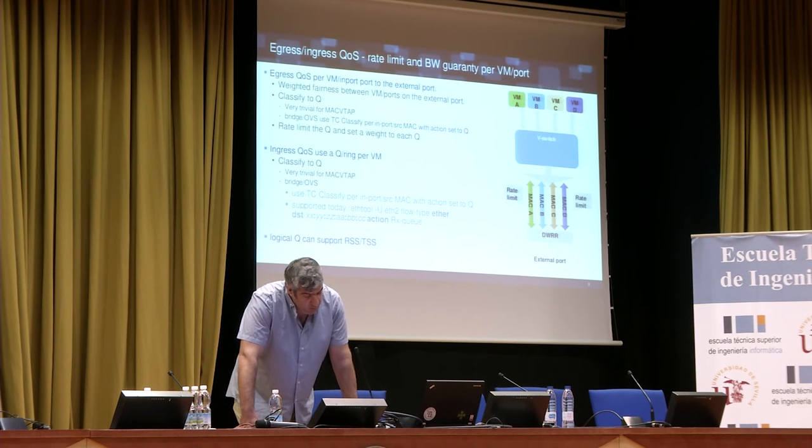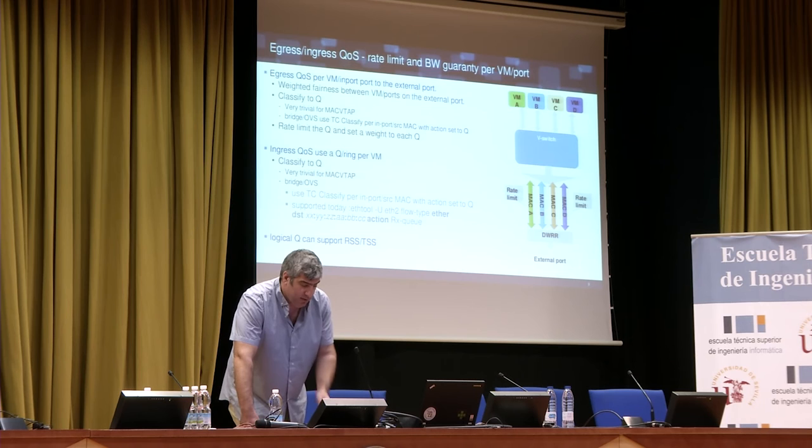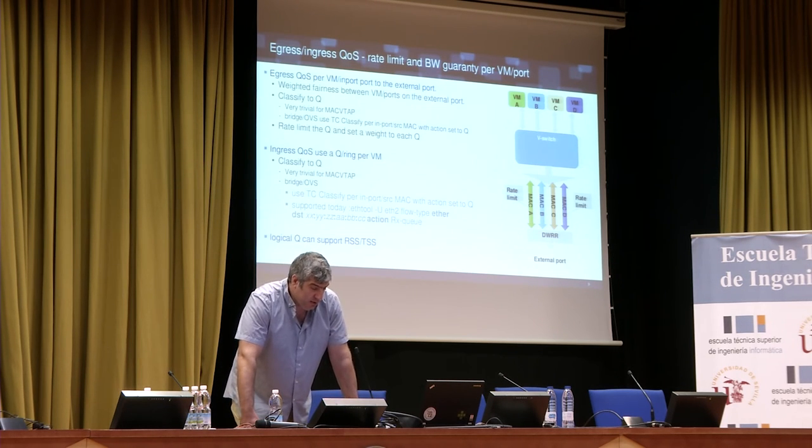And then we can use TC to do rate limiting in the hardware, not in the software, and also weighted, to give a weight for each queue. So we can give a different bandwidth allocation for each VM. I think this can also offload and solve some things, because today you have many timers in order to do it in the software. So this is for the egress.